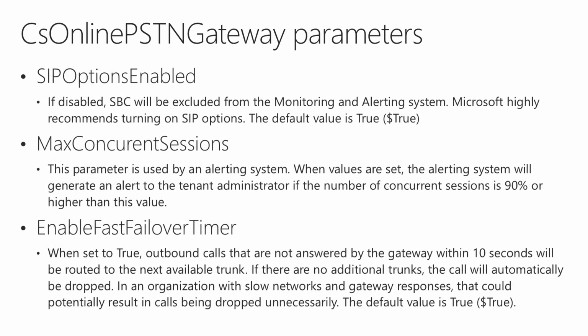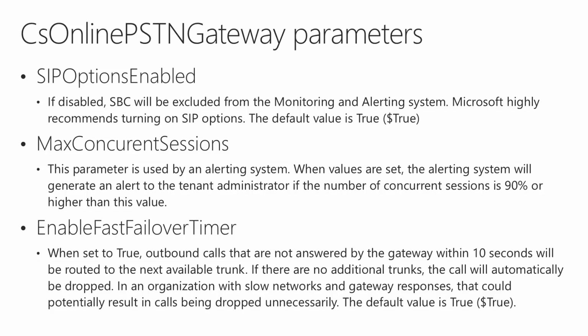SIP options enabled allows the SBC and Teams to communicate with each other and send SIP options to learn if the SBC is available or not. It's highly recommended to have the SIP options turned on. If you turn it off, then Teams might not be aware that a certain SBC is not available. The maximum concurrent sessions is a parameter that we use in our alerting system. You set a value on how many sessions the SBC can handle, and if we ever reach 90% of that or a higher value, then an alert will be created.